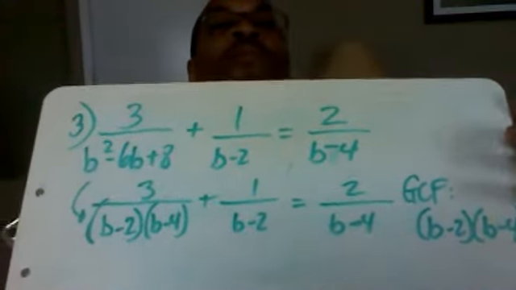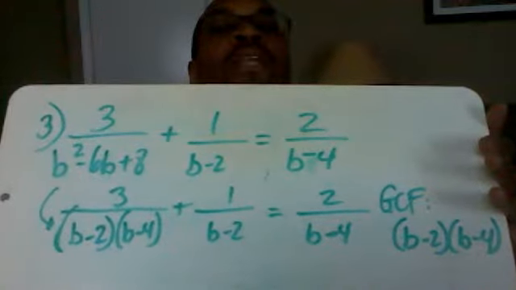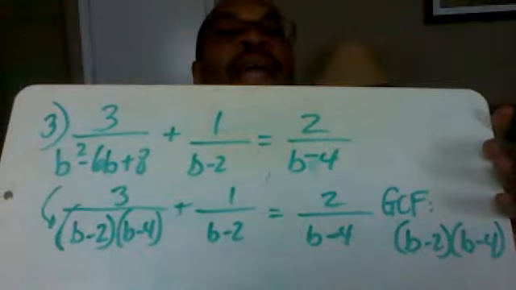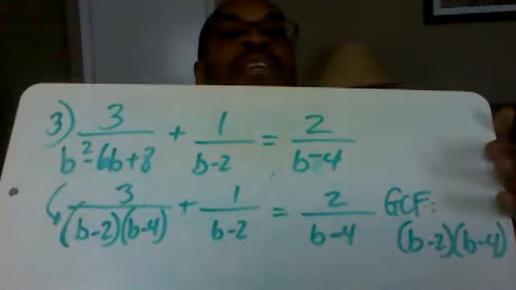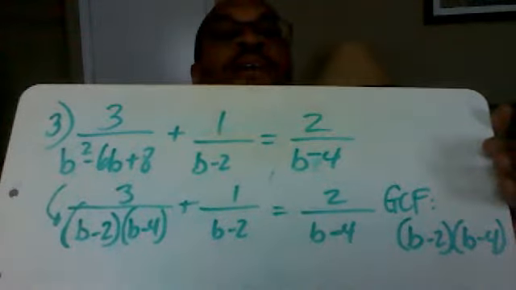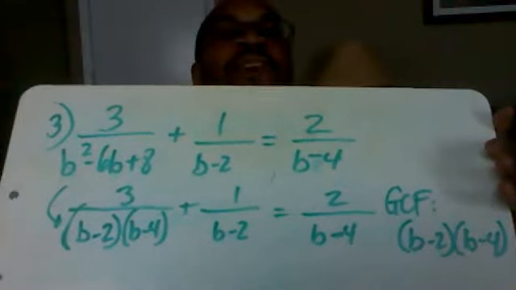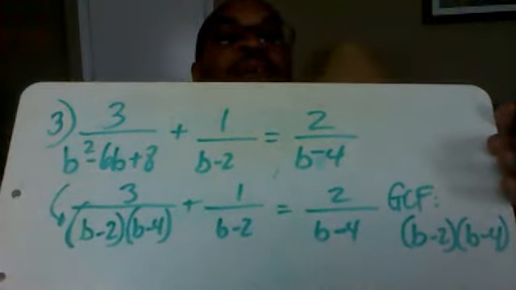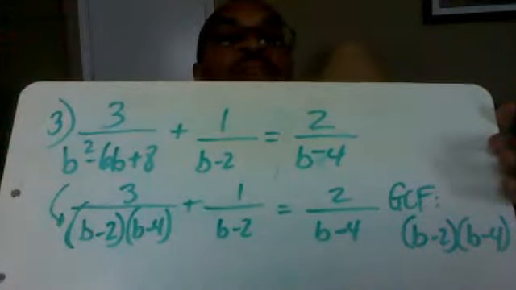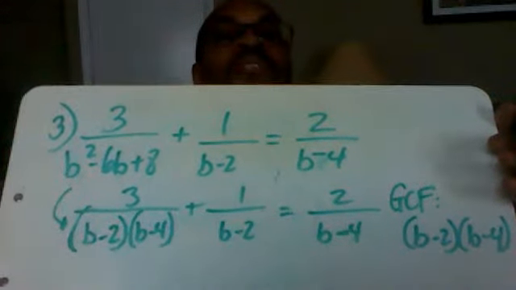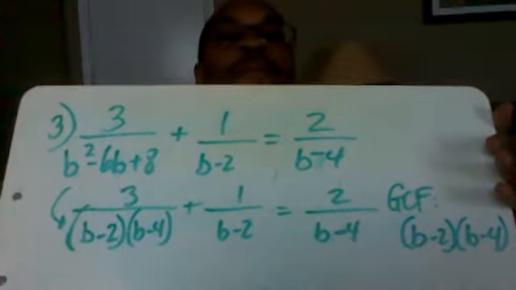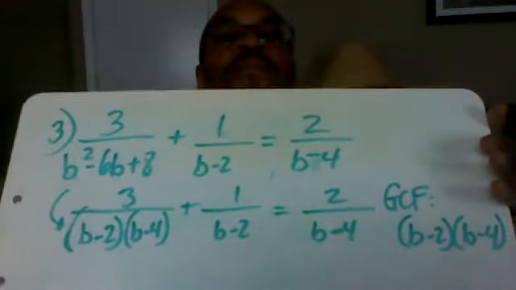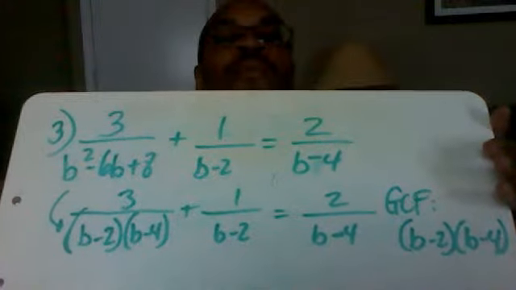Now some people might want to leave it as a quadratic, b squared minus 6b plus 8. But I like to go ahead and simplify it when you find your GCF. You'll see why when I show you how to solve this problem in my next video. Because when you're solving it, you're going to be canceling out numerators and denominators when you do the multiplication portion. So you might want to simplify it at this point. But since we're only finding the GCF for problem 3, b minus 2, b minus 4 would be considered your GCF.